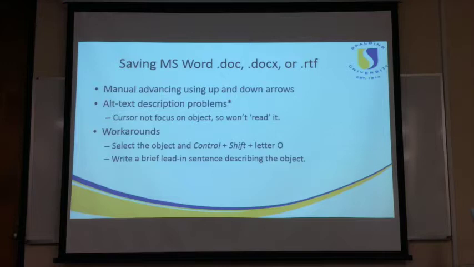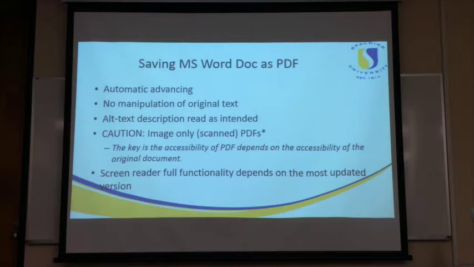Okay, so let's talk about saving a Word doc as a PDF. This is really the preferred option, and the reason is when your Word doc is set up with the logical structure and reading order, it has those behind-the-scenes elements called tags, and the screen reader will pick up those tags and will automatically advance, for the most part, the document. That user will not need to manually manipulate the original text to advance the screen reader. Most often, your alt text descriptions will be read as they were intended, especially in a PDF.